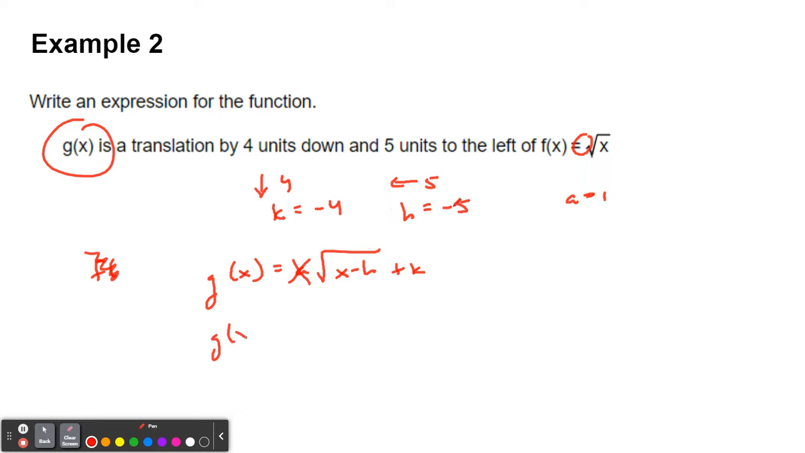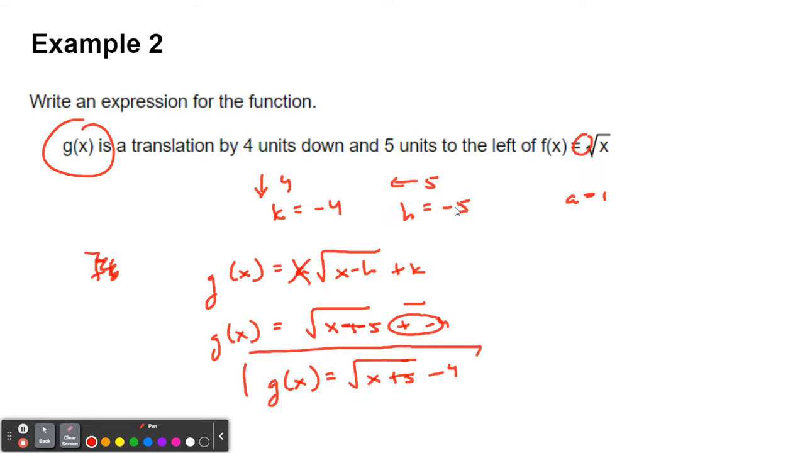So g of x equals, so we have the square root of x minus -5, and then this is plus -4. And now we're going to simplify these double signs. A minus minus is a plus, and this plus minus becomes a minus, right? So our function is g of x equals the square root of x plus 5 minus 4. And there's your equation, your function.